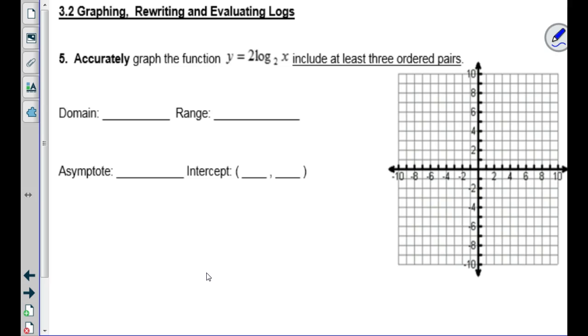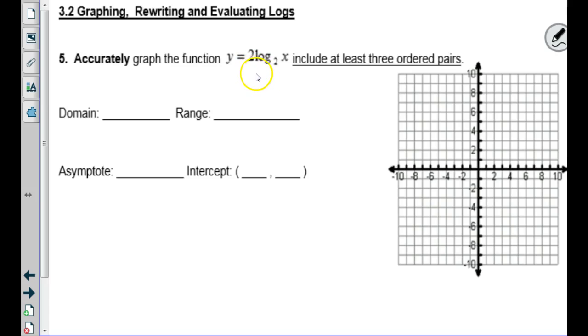Now, you can do this on your calculator, if you remember how. Remember where the log base is? So you could type it in and find some ordered pairs. I'm not going to do it that way because I want you to understand how this all works, but if I wrote this, what could I do here?